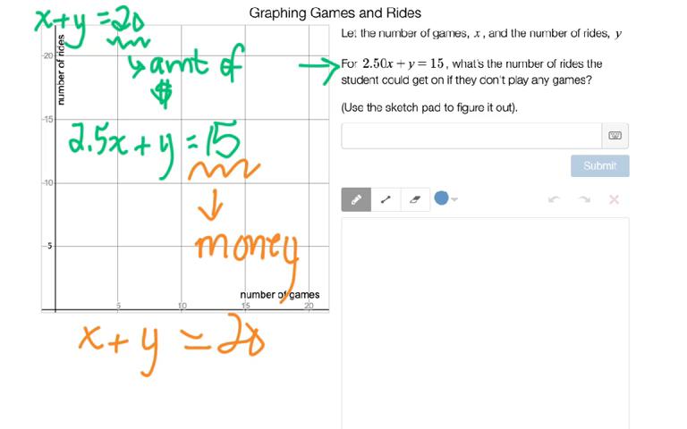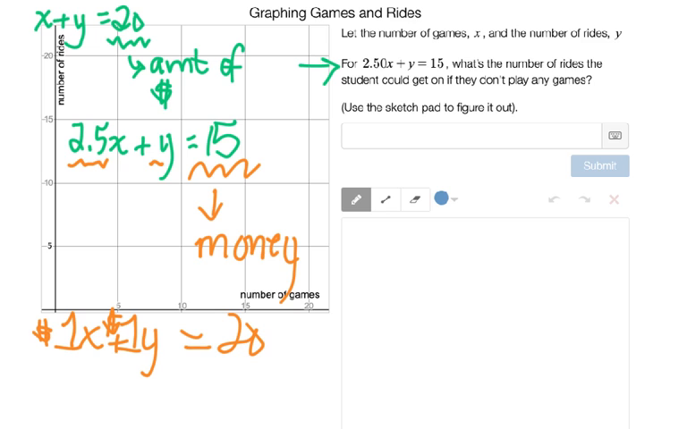Well, in this equation, this means that, and this goes back to the very first scenario, that each ride and each game was $1. That's what that meant. Well, now all of a sudden, what do you think 2.5 means? And what do you think 1y means? So now let's take a look at the question. I'm just throwing all these things out that we talked about in class.